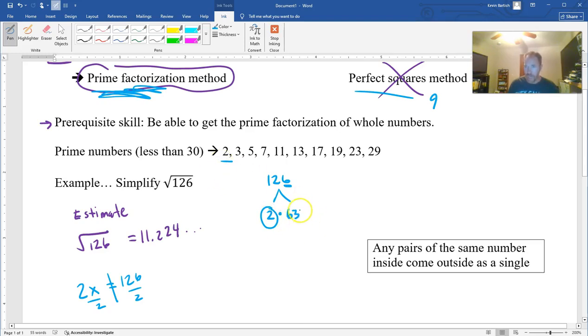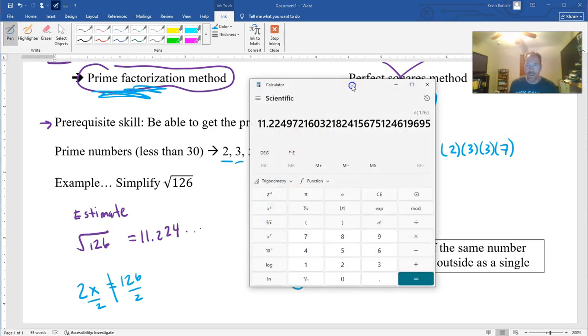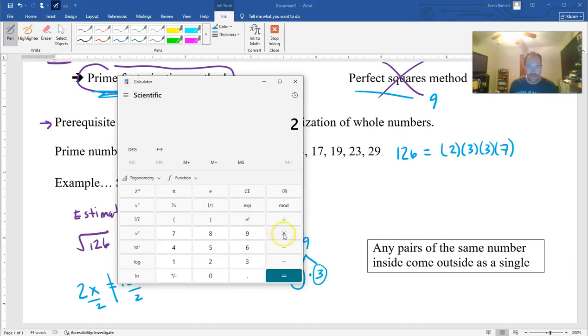63. I think this might be divisible by 3. Or actually, hold on a second. 7 times 9. That's a math fact that we know. 7's prime. There we go. 9, I think we saw in the last one, can break down to 3 times 3. So just getting the prime factorization of 126, if we put these in order, smallest to largest, it is 2 times a pair of 3s, times 7. And let's verify that that is correct, so make sure we didn't miss a number. We're going to do 2 times 3 times 3 times 7.